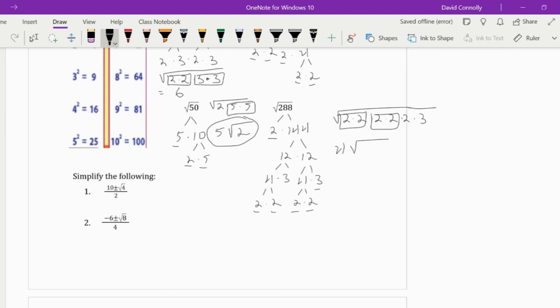And now I have 2 numbers left on the inside that I was not able to pull out. And so what I get is 2 times 3. I'm going to multiply those together and place them back inside the radical. And this is my final answer.